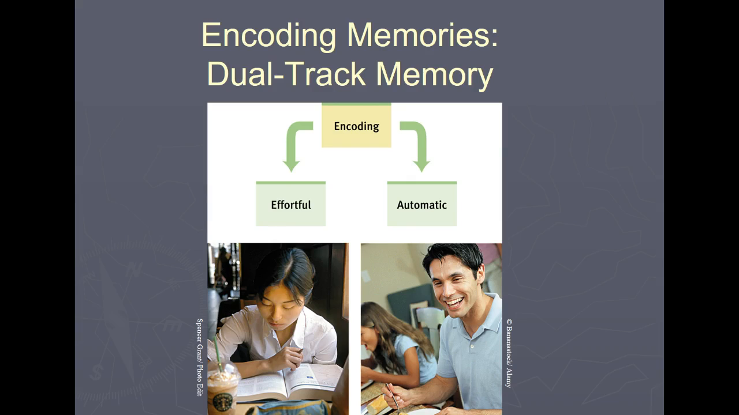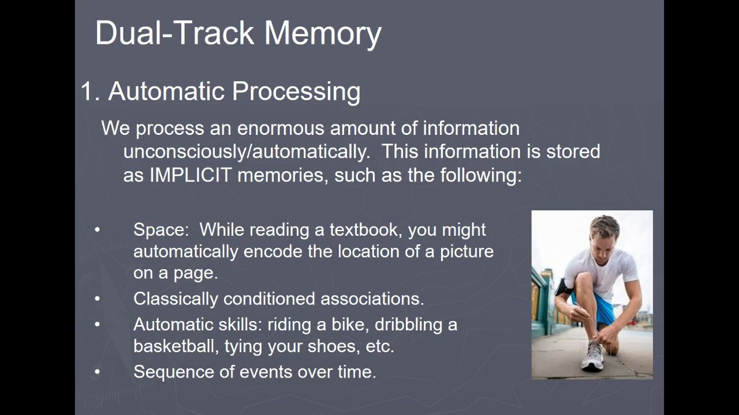So we talked about encoding. Most of what we encode requires effort, like studying academic knowledge from a book. You have to pay attention and focus in order to get that information encoded. But remember, we do have a dual track mind, so sometimes information gets encoded automatically without any effort. I'm going to talk about those two processes a little bit.